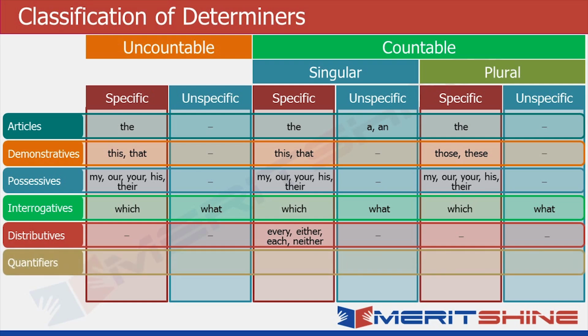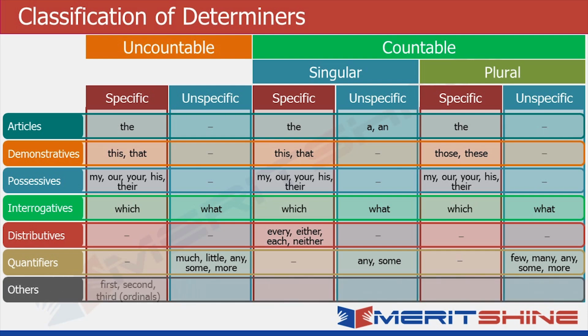The last category of determiners is quantifiers. They are used to determine the quantity of the nouns. Much, little, any, some, more are used with uncountable nouns. Any, some are used with singular countable nouns. Few, many, any, some, more are used with plural countable nouns. All quantifiers are used for unspecific reference.